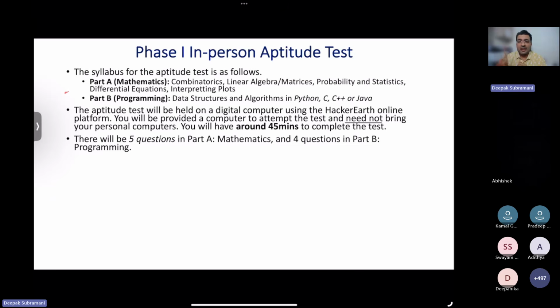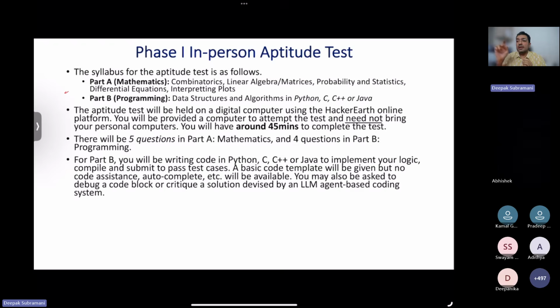As I said, part A has 5 questions. These 5 questions will be from mathematics, and all 5 are compulsory in part A. In part B, there will be 4 questions in programming. Some questions in part B will require you to write code in Python, C, C++, or Java to implement your logic, compile and submit to pass those test cases.